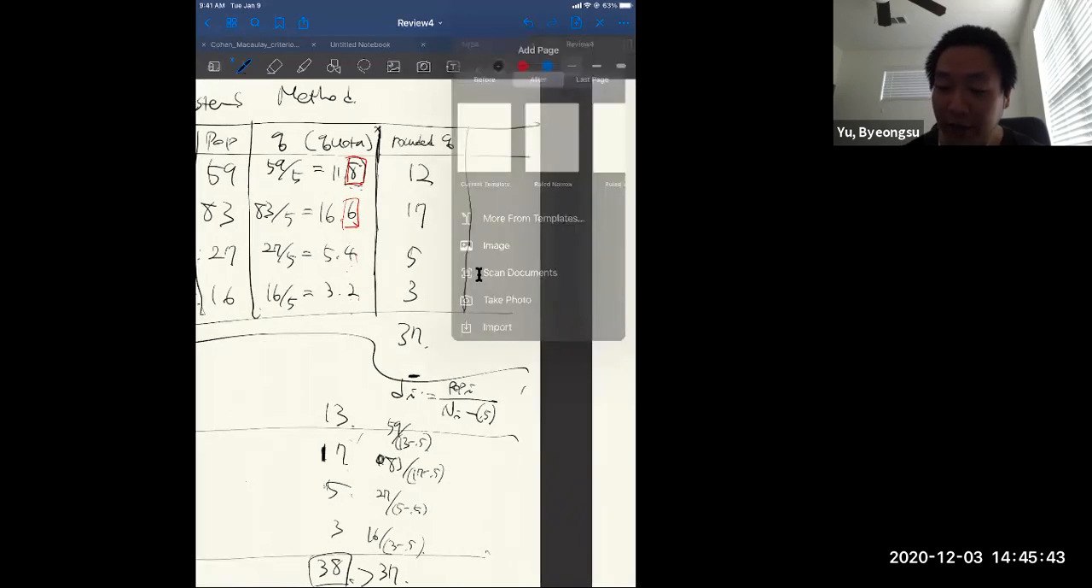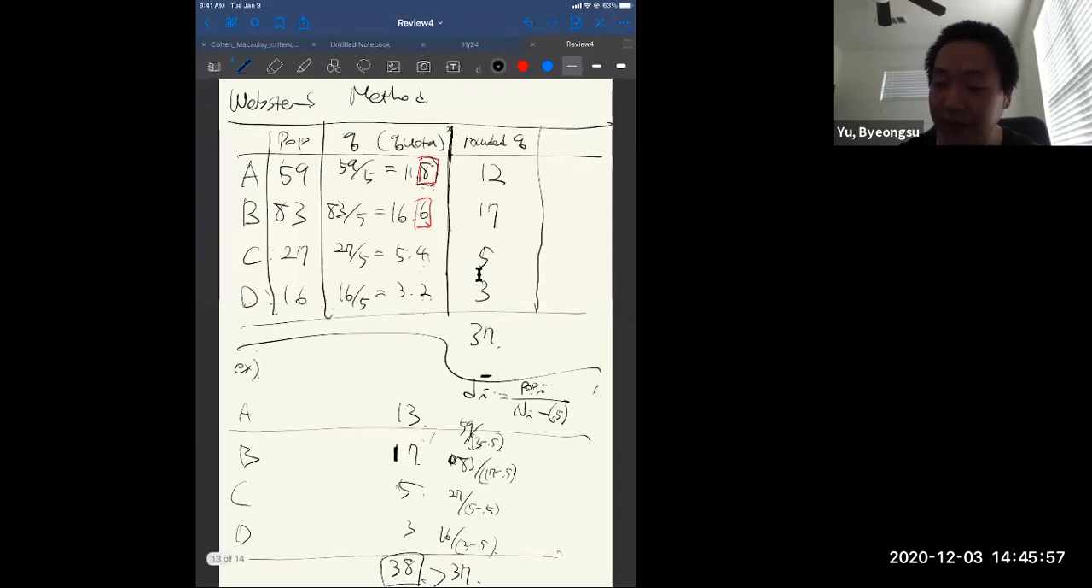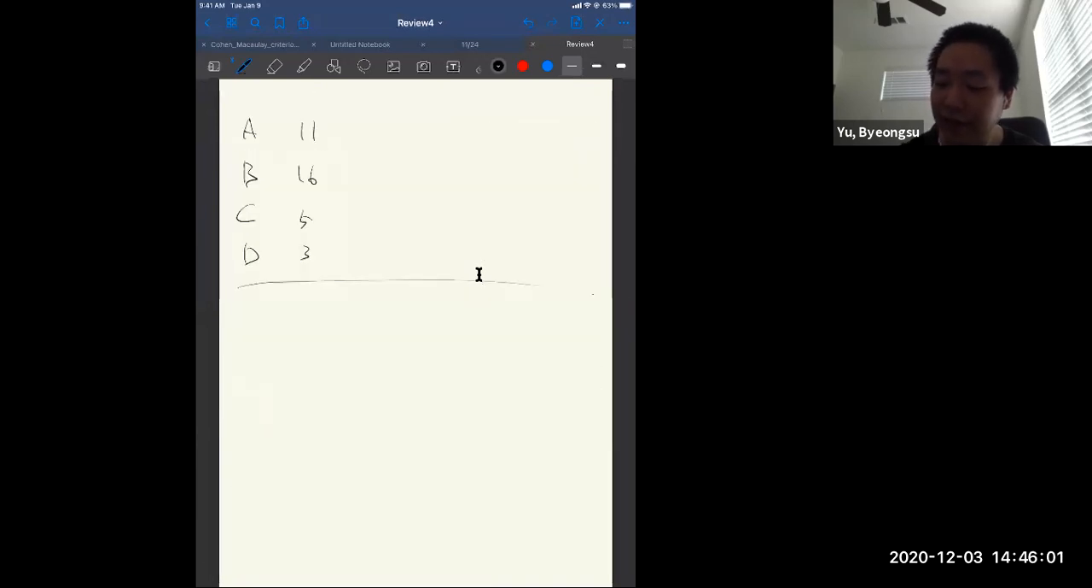But the other case is that, like Hamilton or Jefferson, there are seats still remaining. For example, A, B, C, D still got 11, 16, 5, 3. Then in this case, they only apportion 35 seats, so 2 seats are remaining. So your new divisor should be, for example, DI plus: population over your apportioned seats plus 0.5. So A should be 59 over 11 plus 0.5, which is 11.5. And B should be 83 over 16.5. And C should be 27 over 5.5. And D should be 16 over 3.5, right?